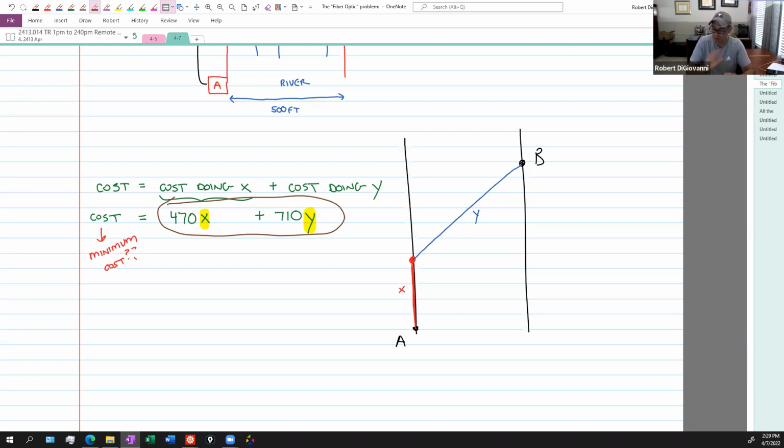Right now I do. Watch, now comes the beautiful part. I'm going to use some geometry. I know that this distance from here to here is 500, always, right? Because that's the distance across the river. I also know this distance. Can somebody tell me that distance?